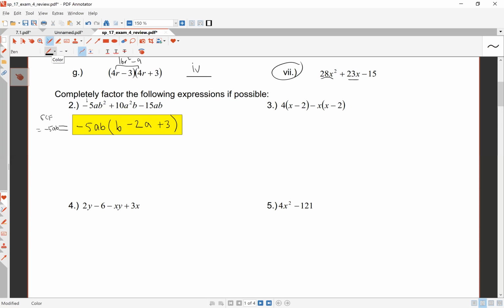Number 3, the common factor of x minus 2 is staring at us. Since there are two of them there, they come off as one of them, x minus 2. And that leaves me with 4 minus x in front.